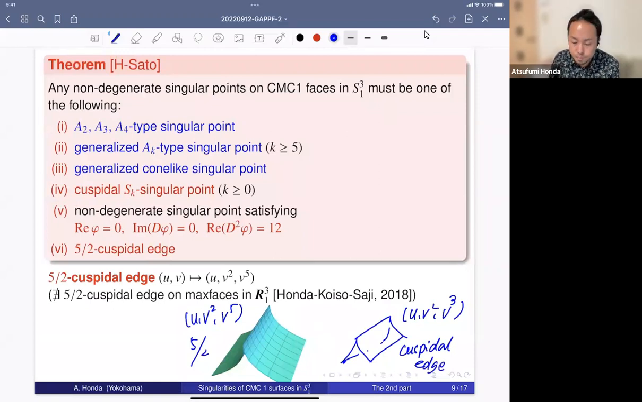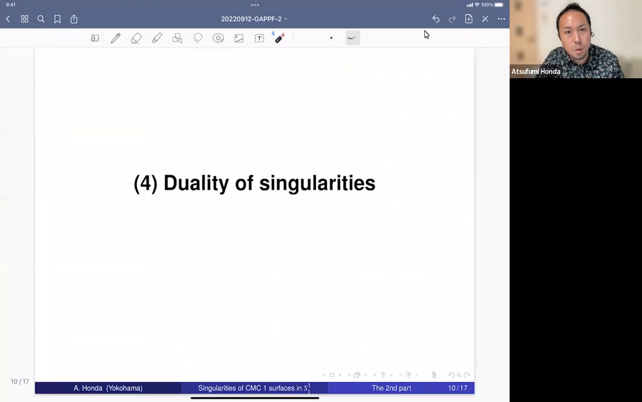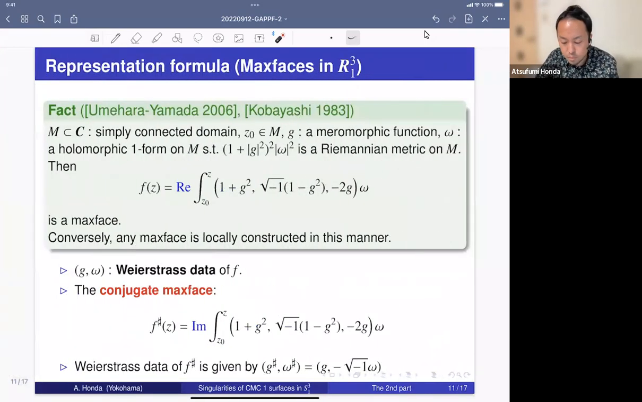Okay, so our main theorem implies non-degenerate singular points must be one of these following this list. So as a corollary, we obtain so-called duality of singularities. So for the duality, I want to explain what are conjugate Maxfaces.